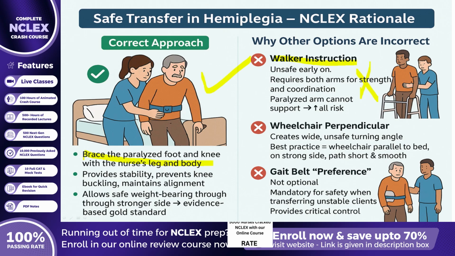Option 3, asking the client if a gait belt is preferred, is inappropriate because the use of a gait belt is not optional when safety is at stake. Nurses must apply it whenever indicated, since it provides critical control in case of sudden imbalance. From a clinical perspective, the safest method involves placing the wheelchair parallel to the bed on the strong side, locking the brakes, removing the footrests, securing a gait belt, and bracing the weak knee with the nurse's leg.